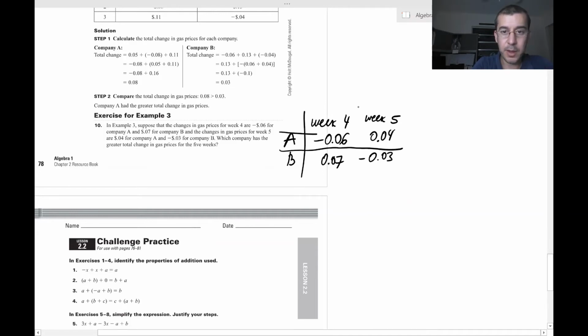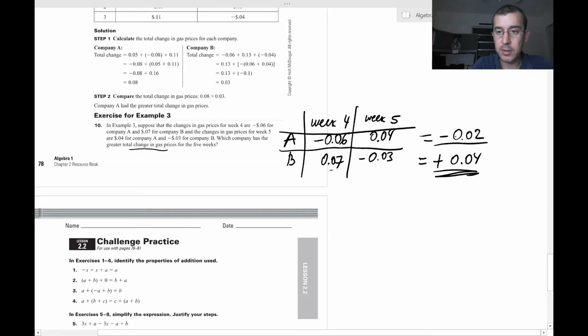So this is what we have. And which company has the greater total change in gas prices? So for company A, if we add up these, we're going to get minus 0.06 minus 0.04 is minus 0.10. That's the change for A, and the change for B would be, this one is larger, so plus 0.07 minus 0.03 is 0.04. So this number is greater than this because this is a negative number. So which company has greater total change? That's company B.